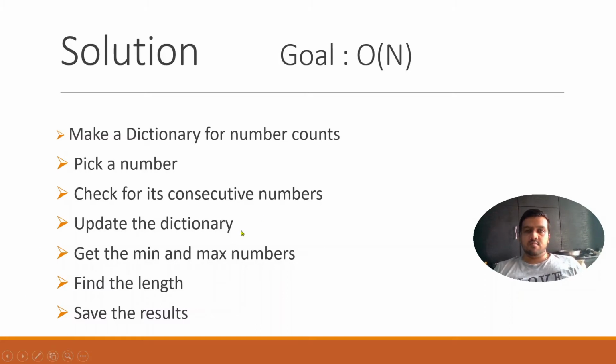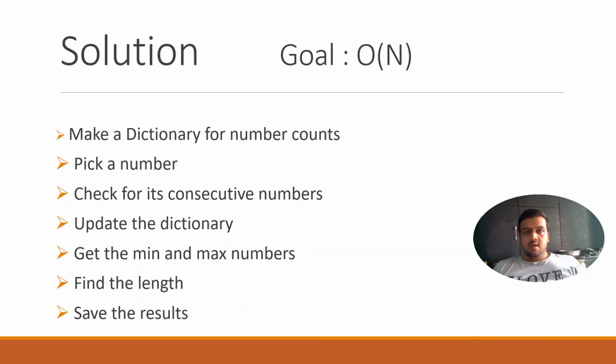So let's say I'm starting with 5, I check for 6. If 6 is present in the dictionary or in the list, then I will reduce the occurrence of 6, and then I will check the next. Then we will get the minimum and maximum consecutive elements found for a particular number. Let's say for 5 I got 3 as the least consecutive element found in the list, and 7 as the maximum consecutive element found.